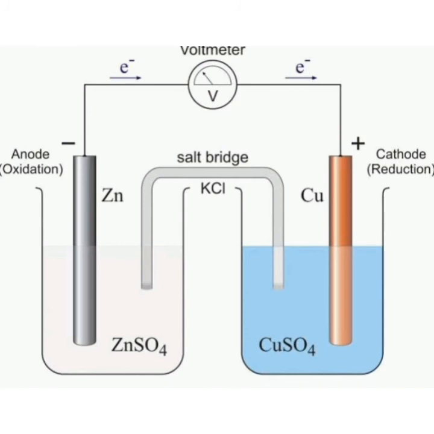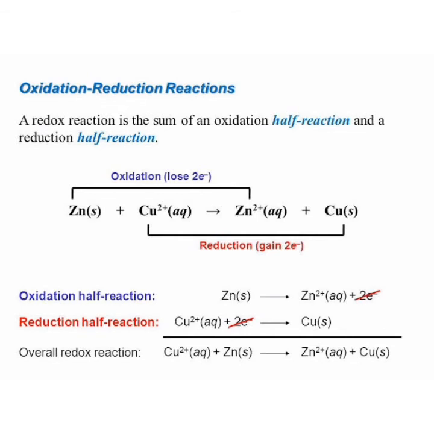And what is the reaction of the Daniel cell? Zinc gives Zn2+ plus 2 electrons. That is, 2 electrons are removed, and the oxidation state of zinc changes from 0 to 2+. Similarly, Cu2+ plus 2 electrons gives copper. That is, the 2+ oxidation state is reduced to 0. That is reduction. What is the overall reaction? Zinc plus Cu2+ gives Zn2+ plus copper. That is the redox process.